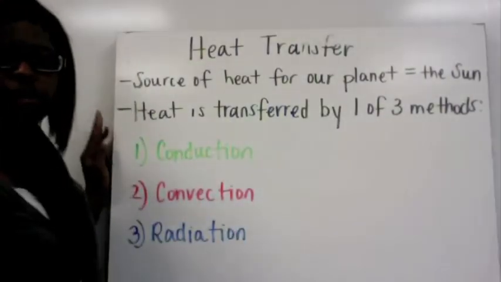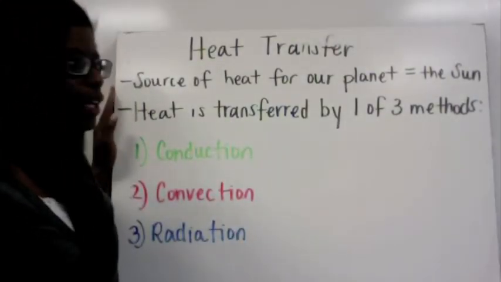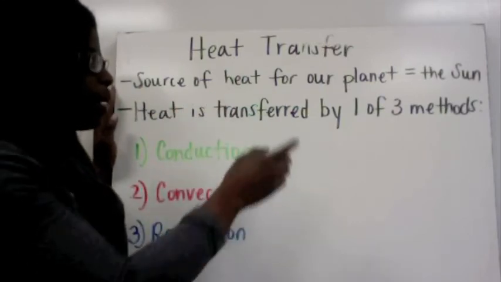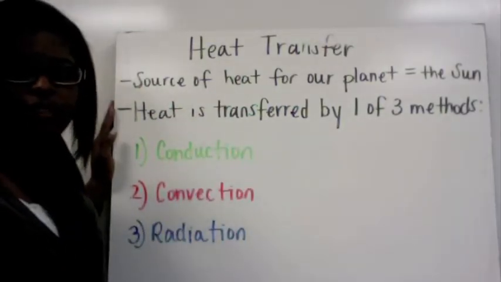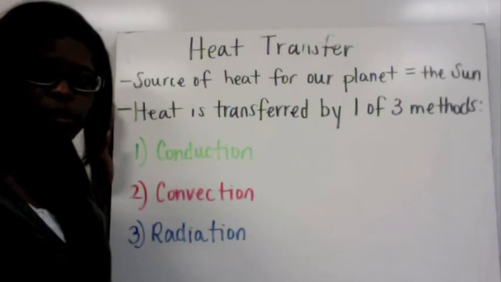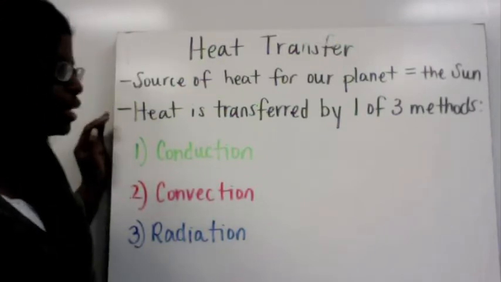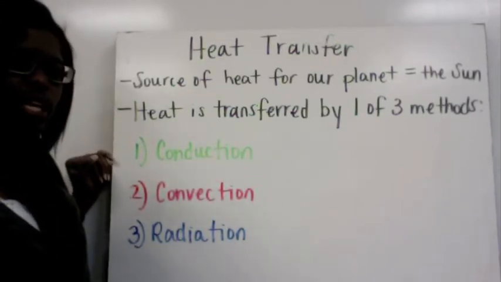Heat transfer. The main source of heat for our planet is the sun. Heat is transferred by one of three methods. These should be familiar to you, but we're going to review them: conduction, convection, and radiation.